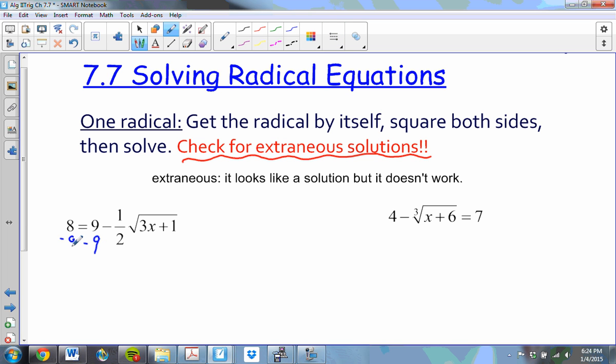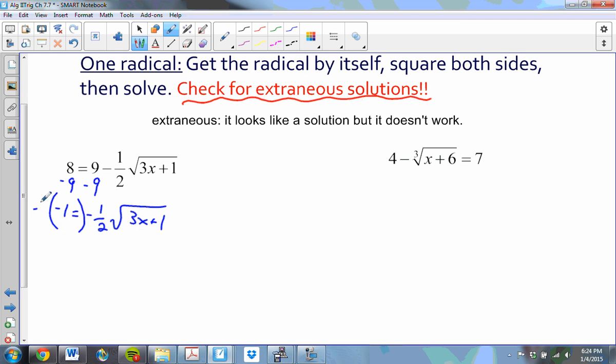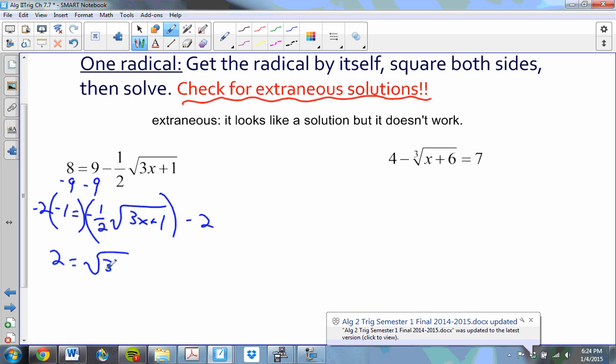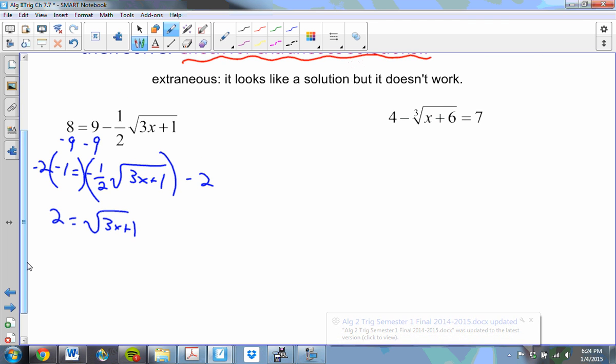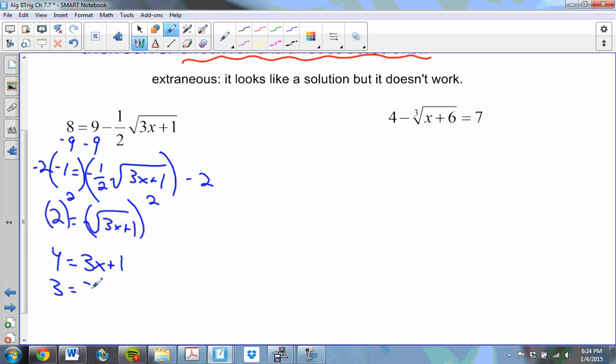I start by subtracting the 9, and that gives me negative 1 equals negative 1/2 times the square root of 3x plus 1. I'm going to multiply both sides by negative 2, and I get 2 equals the square root of 3x plus 1. Now to undo the square root, I can't subtract that 1 or divide by 3, I have to get rid of the square root first. To undo the square root, I square both sides. That gives me 4 equals 3x plus 1. Then I just solve, subtract a 1 from both sides, divide both sides by 3, and I get that x equals 1.